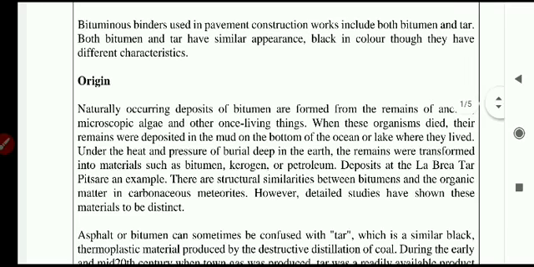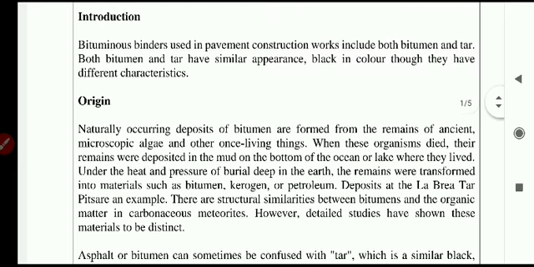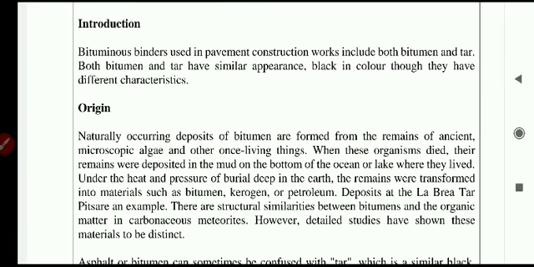The first step is that bitumen is obtained from the fractional distillation of the crude oil. What do you mean by crude oil? Crude oil is crude petroleum which is obtained from the petroleum oil well. In this process, the crude oil is extracted from the petroleum oil well and stored in the field storage tank.